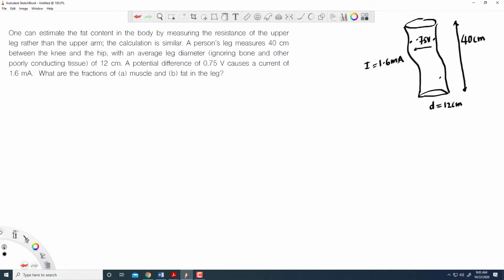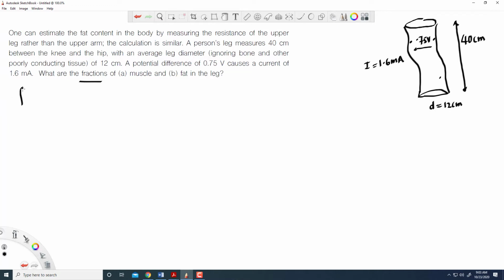Okay, so there is muscle and fat in the leg. So it's asking what are the fractions of muscle and fat in the leg. So it's asking for fractions, so we want to know just the fraction, not the actual volume or actual mass. It's just the fraction.